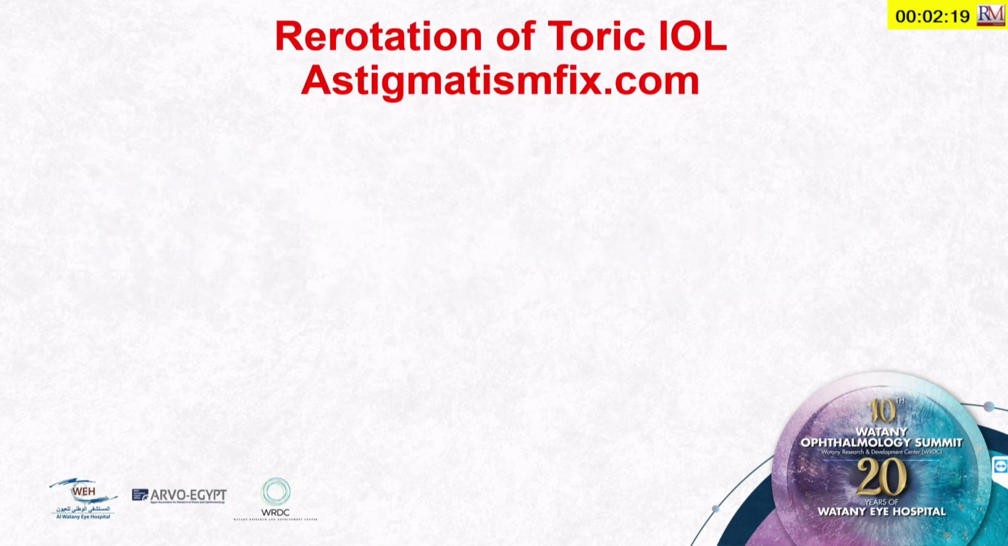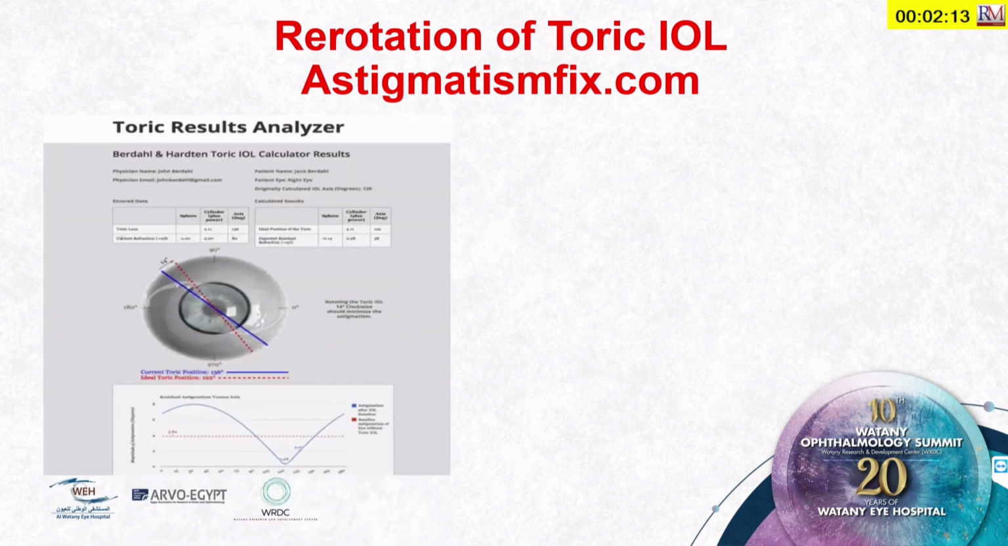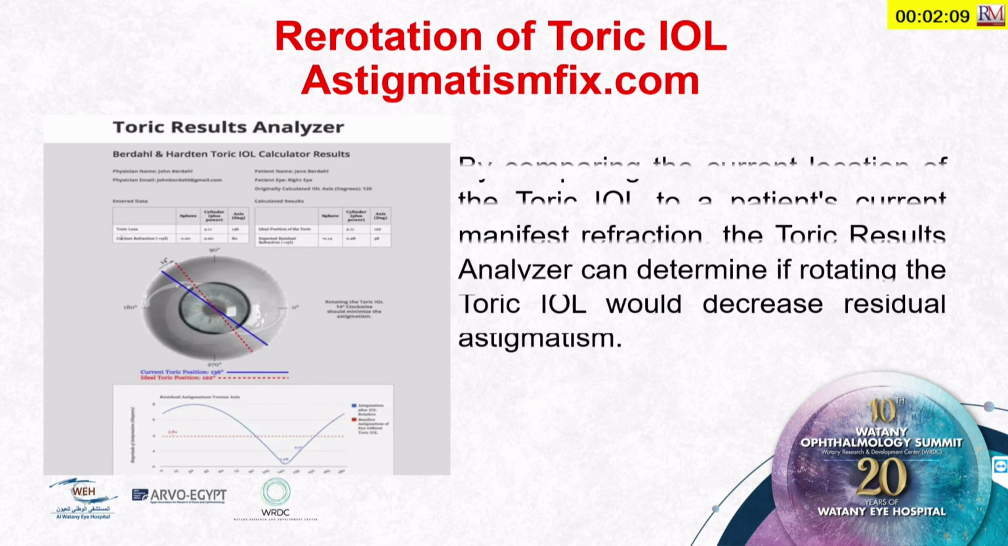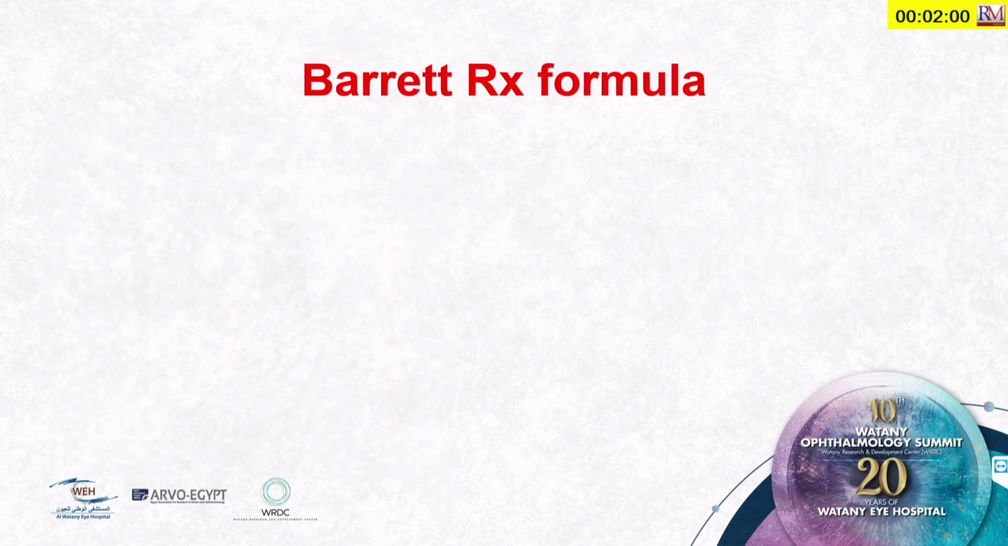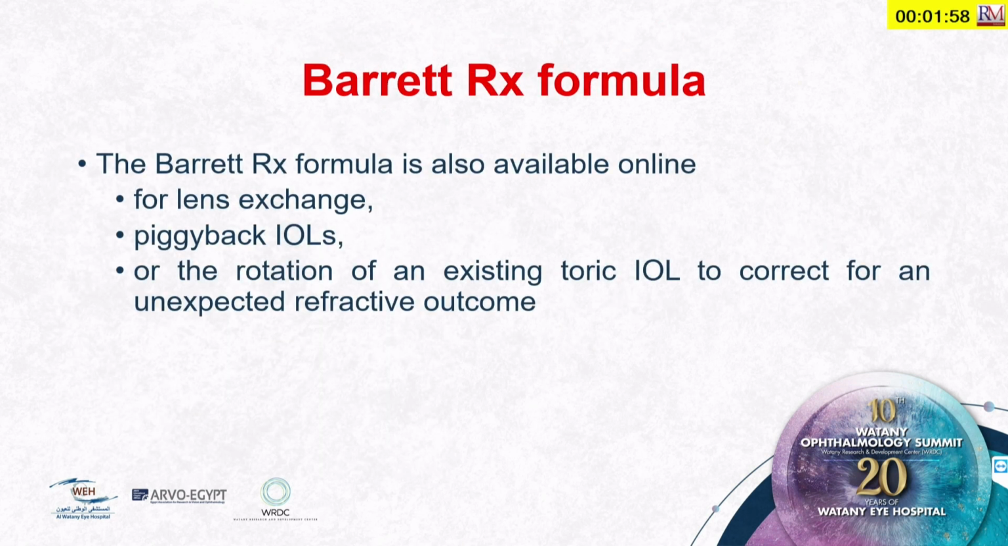So if I implant an IOL and postoperatively it rotated, how would I know if this IOL needs to be re-rotated or just taken off? I can do that at astigmatismfix.com. It tells me if I need to re-rotate and the exact axis of re-rotation, or if I need to take it off. Also, the Barrett Rx formula for piggyback and lens exchange can give me a rotation number for the toric IOL present.